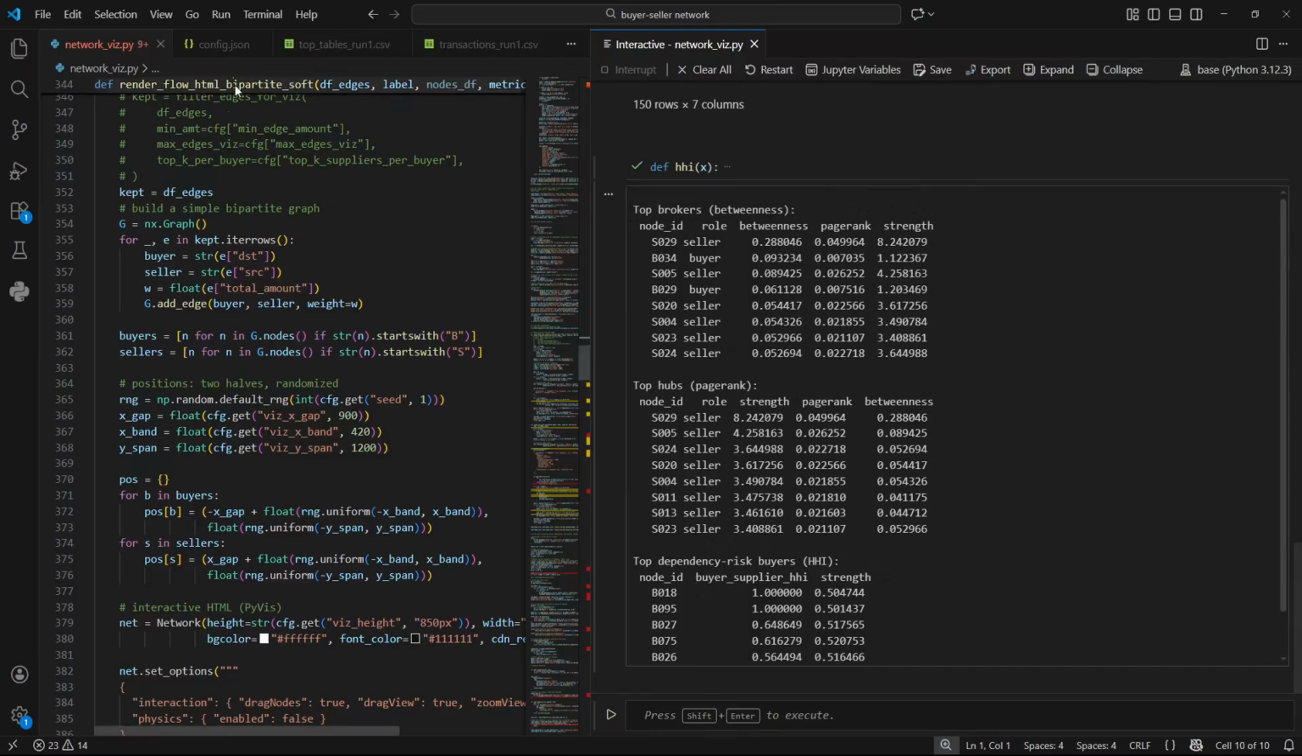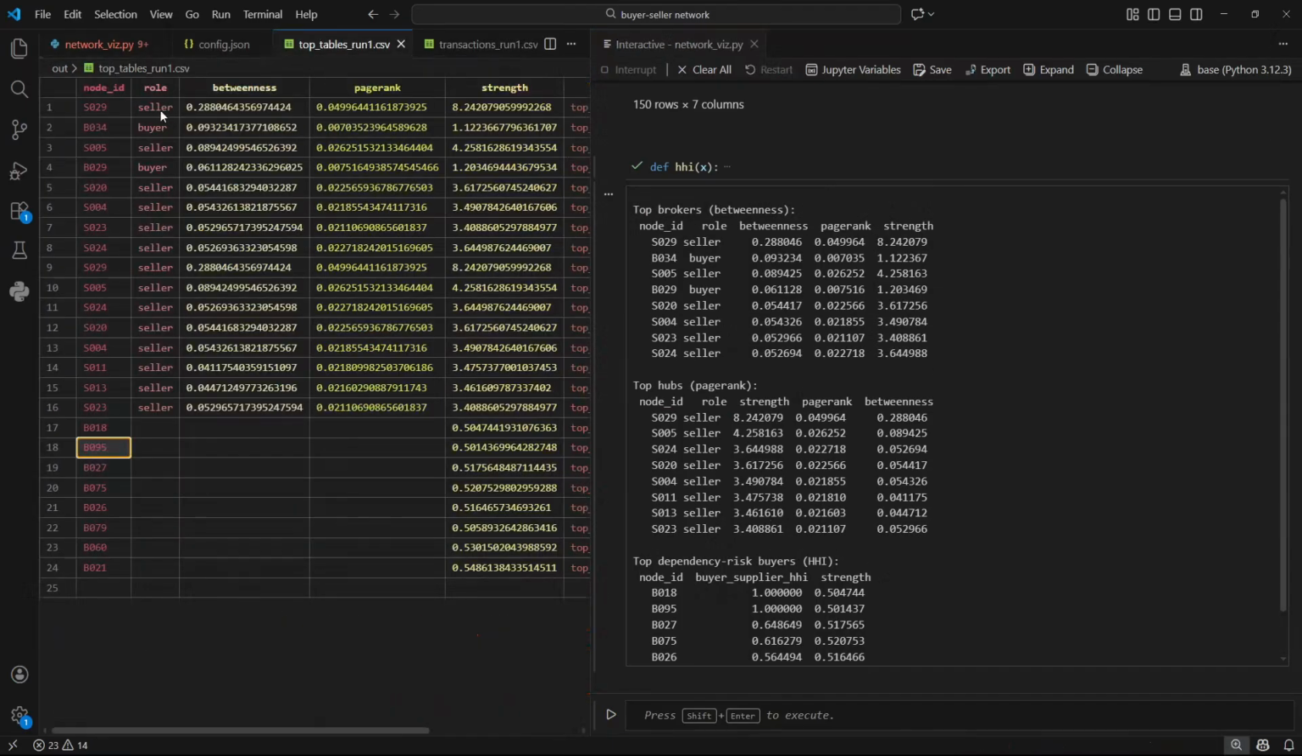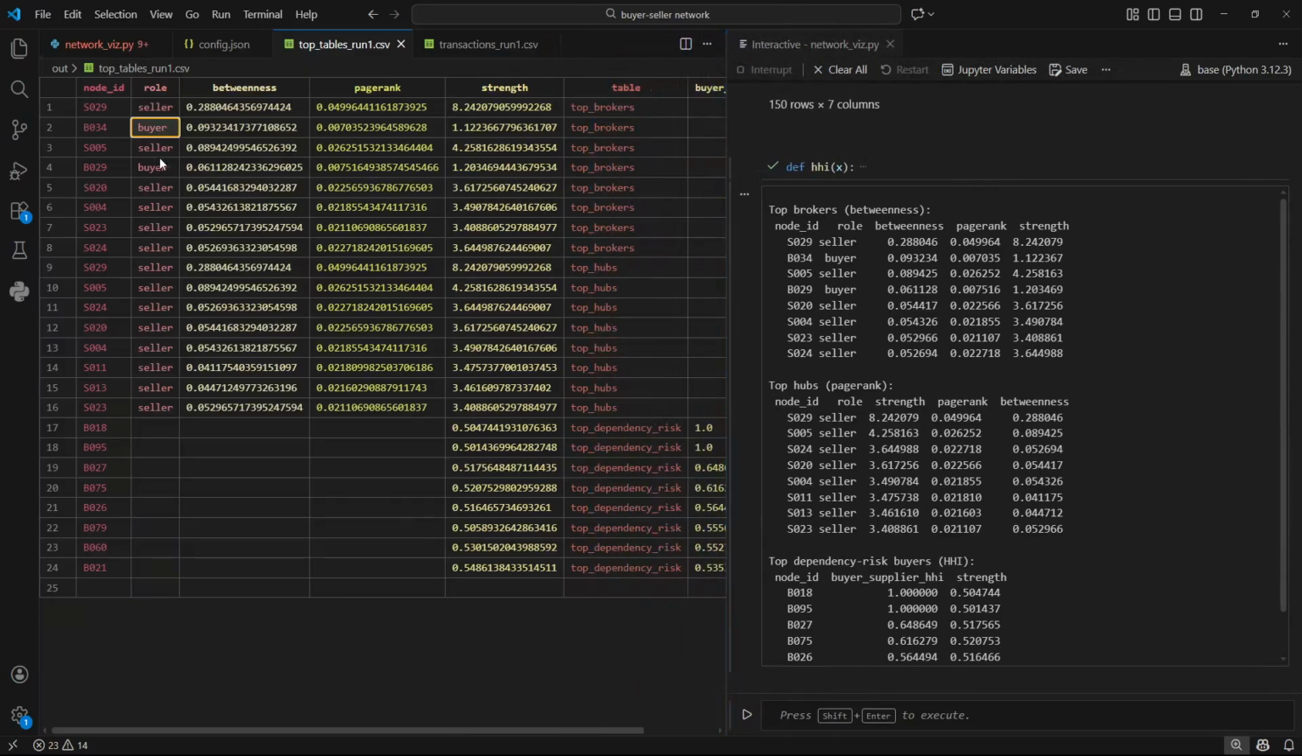And then I can look up here as well and see that we have some buyer and seller mix in terms of who is more between different deals and different transactions. So we have these top brokers, we have these top hubs, and we have some cases when, for example, this seller is relatively high in terms of being a hub, but is not a broker. So it's not that both of them are the same. So intermediating deals is not the same as being central in many deals.